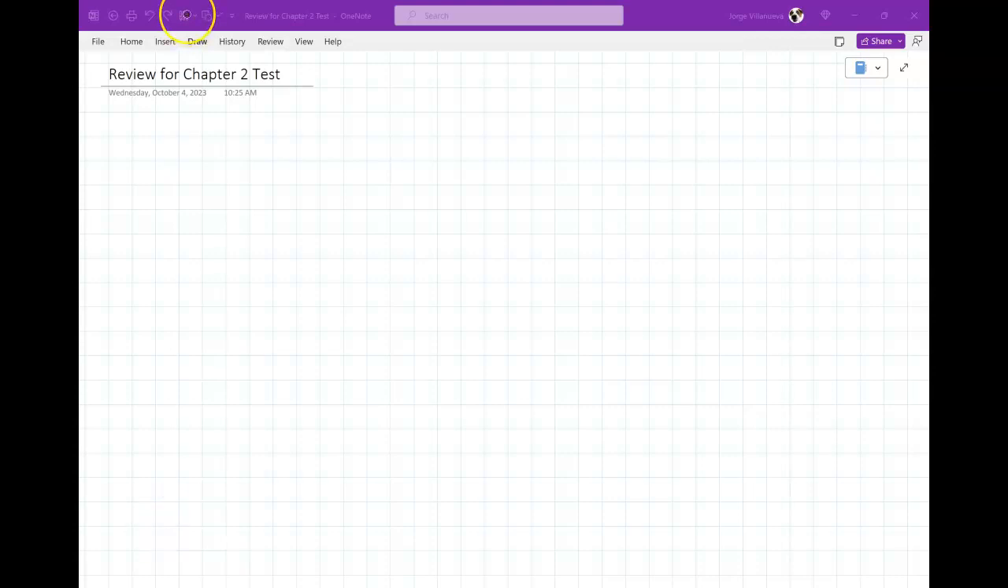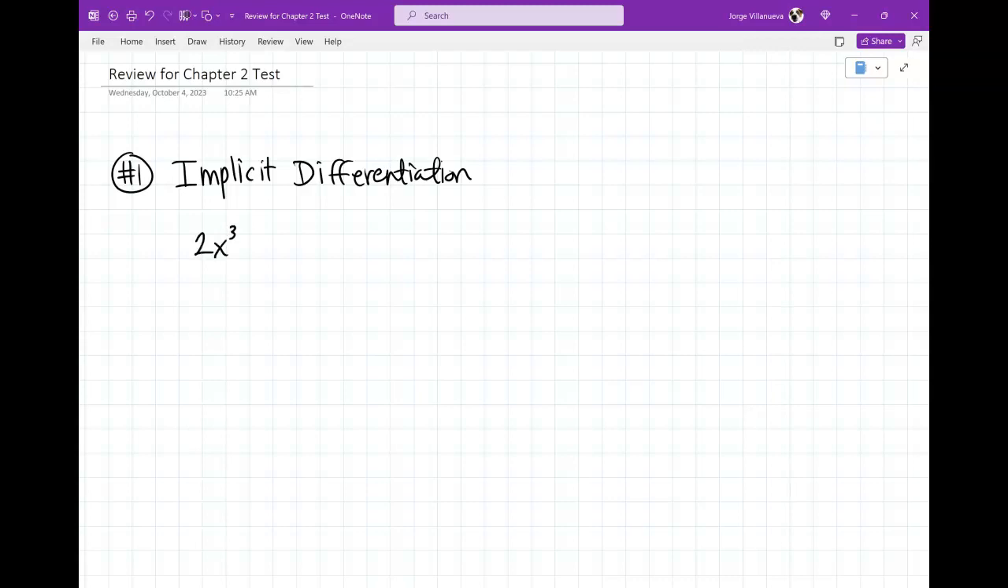All right, so let's just try, it's going to be implicit differentiation. I don't know, 2x cubed plus 3xy plus y squared equal to 20. So the one you guys have on tomorrow's test is similar. Not identical, but similar.